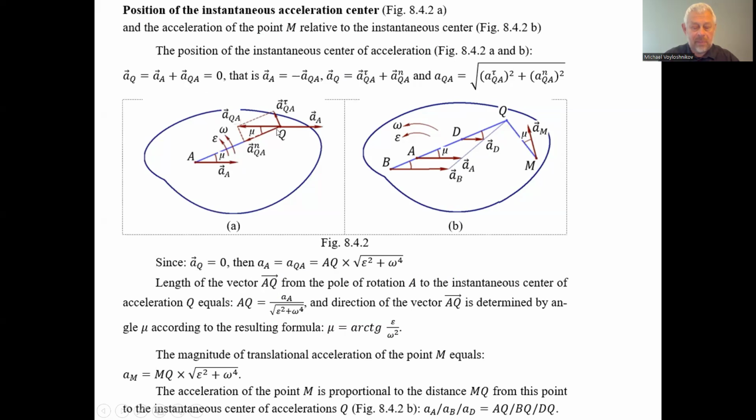All other points' accelerations, for example the point Q, we can find as the vector sum of two accelerations: the tangential acceleration of Q in rotation around the pole A, and the normal acceleration due to the angular velocity of rotation of the body around the pole A. At the point Q, the normal component of the acceleration of Q relative to the point A is proportional to omega squared by the arm AQ. And we also have to consider the translational acceleration of the point A transferred to the point Q. So this is the total acceleration acting on the point Q.